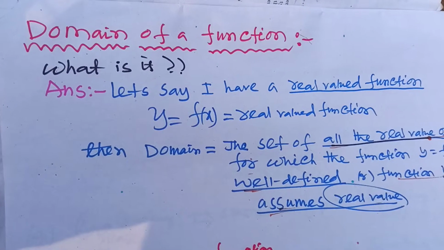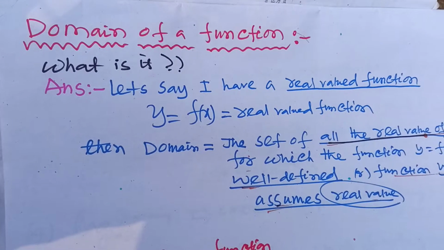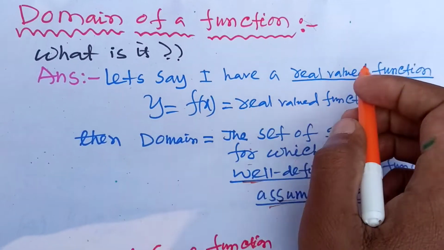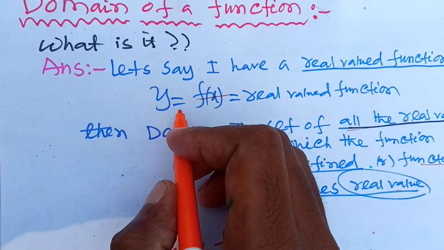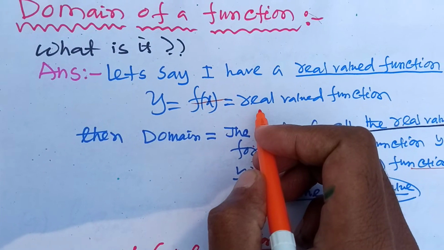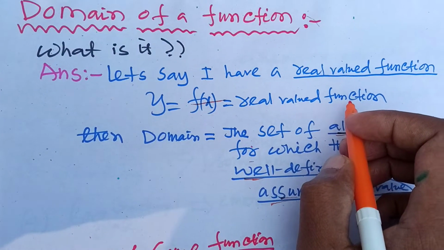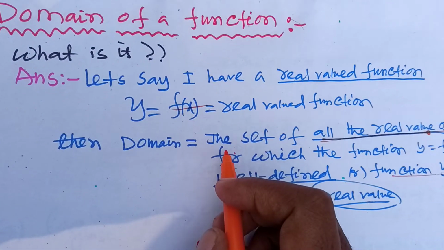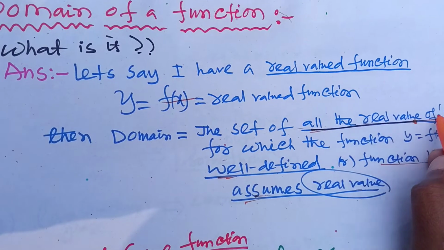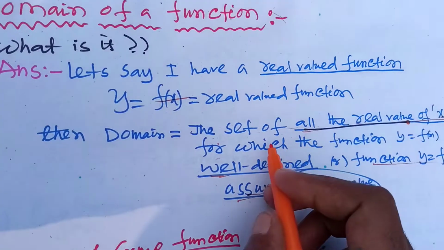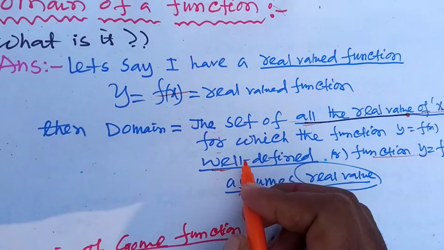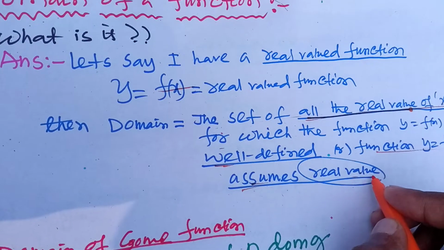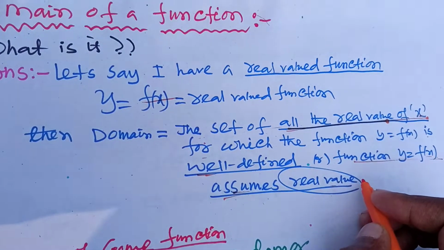First of all, let's understand what the domain is. Let's say I have a real valued function given by y is equal to f of x, and I want the domain. So what is a domain? Domain means the set of all the real values of x for which the function y is equal to f of x is well defined, or assumes a real value. Here the word real value is very important.